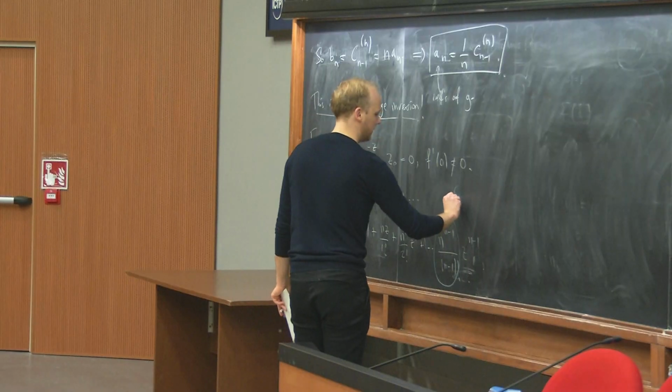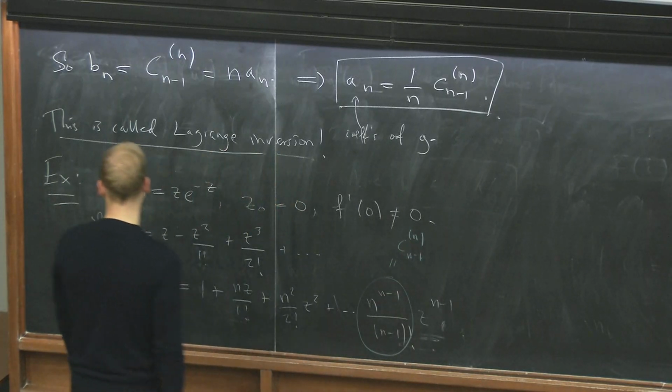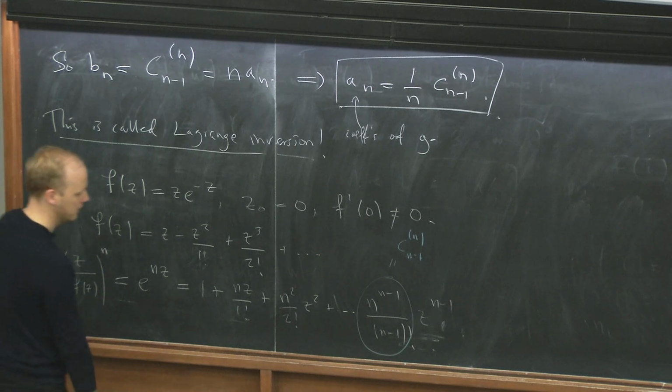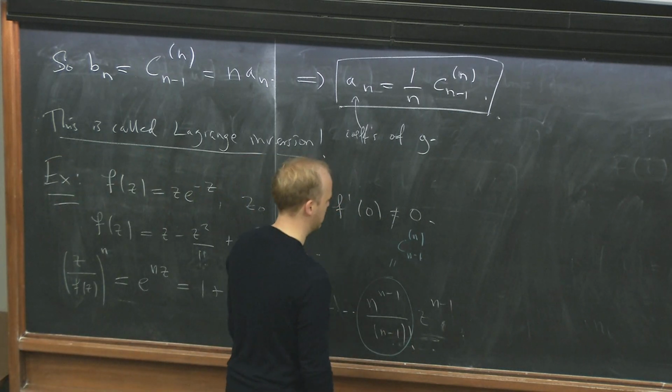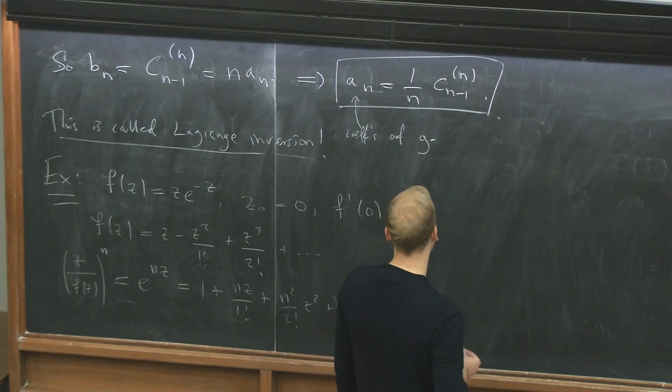That means that this is c_{n-1} with the index n. The n was because I took z over f of z to the power n. And this is the n minus first coefficient. Okay, great. And then I just apply the formula up there.